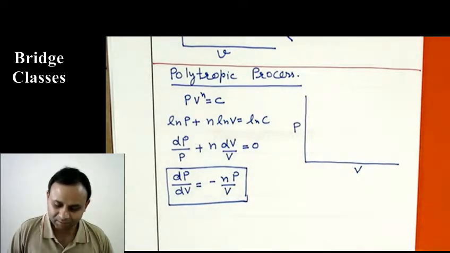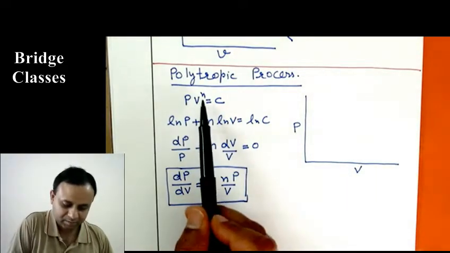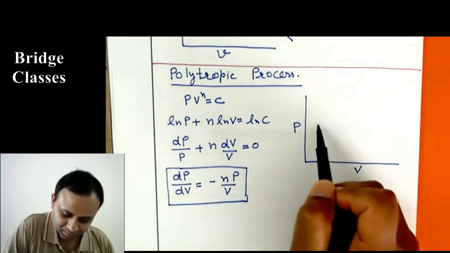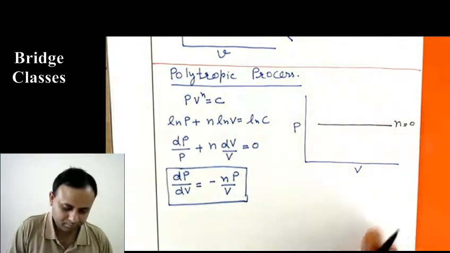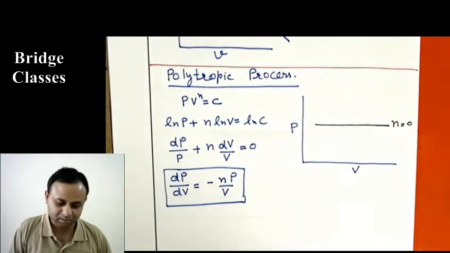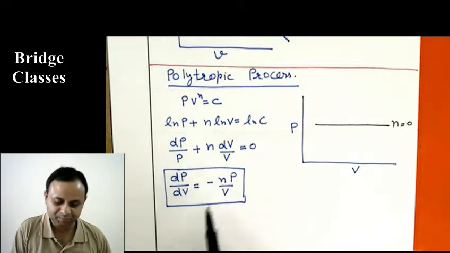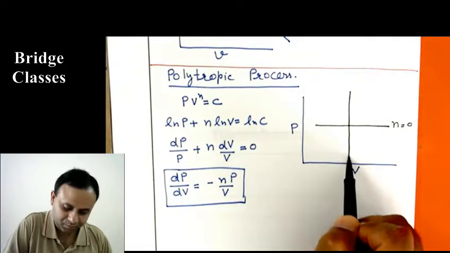Okay, now take different situations. If n is 0, that means the process is a constant pressure process, so it will be like this. If n is infinity, then you see the slope will become infinite, dP/dV will be infinity. So the process is like this. It is a constant volume process.